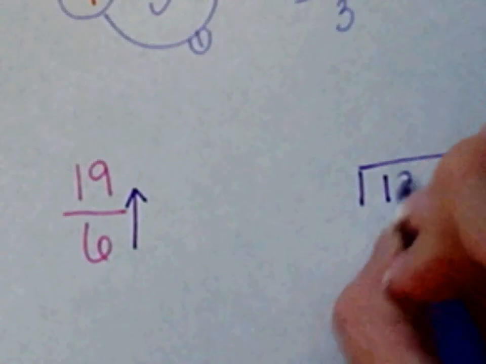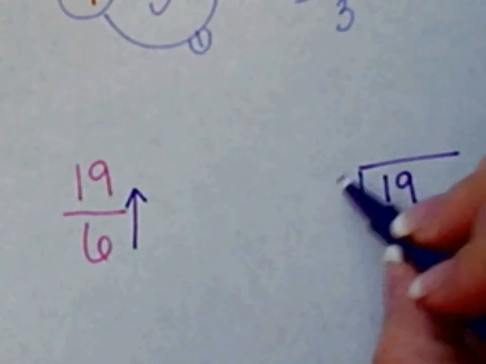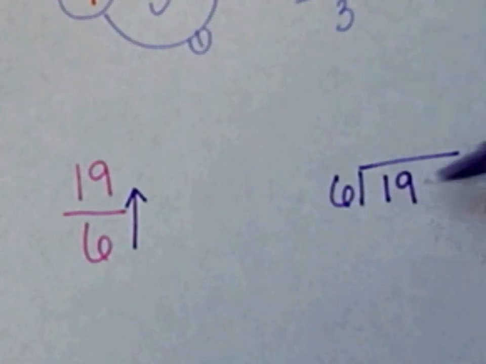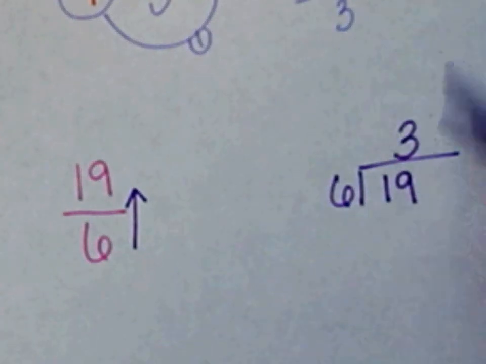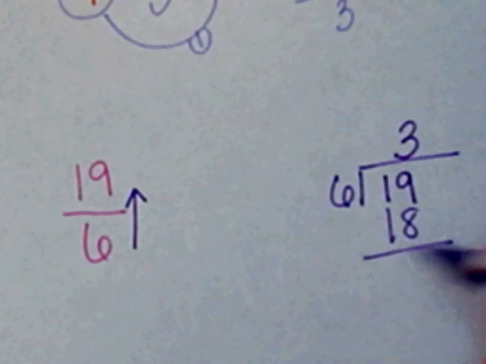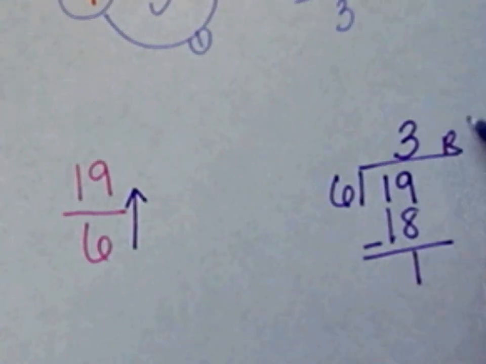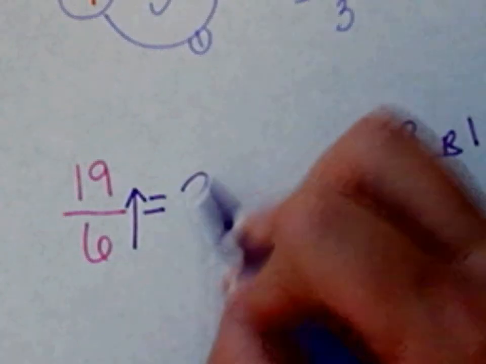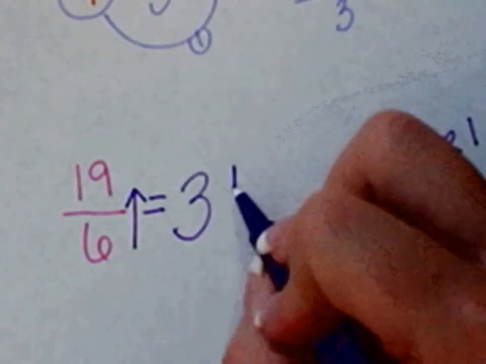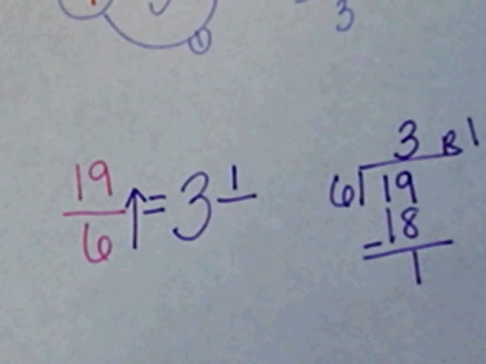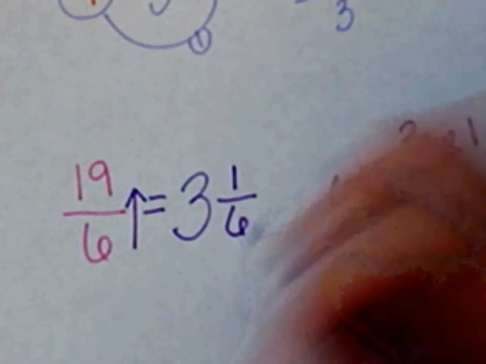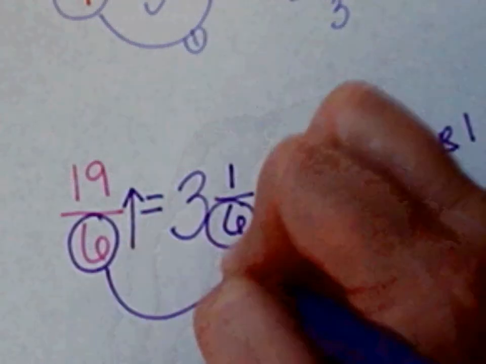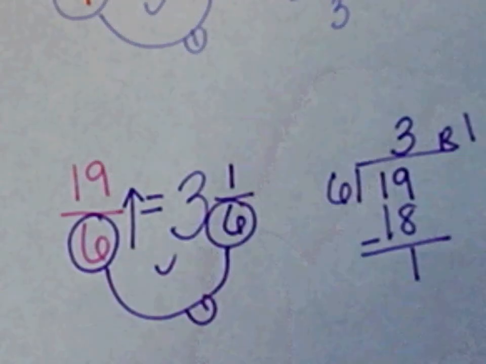Top dog is my 19. Divide by my 6. 6 does not go into 1, but it will go into 19 3 times. 3 times 6 is 18. Subtract. My remainder is 1. So I'm going to take those numbers, my 3 whole, 1 part or leftover, over my 6 total. And I'm going to double check, make sure my denominator is the same.